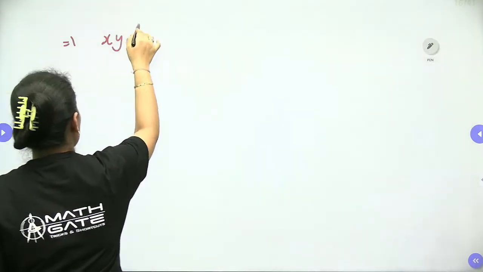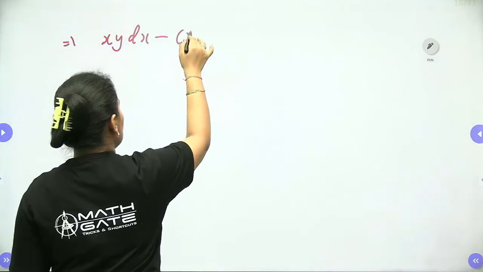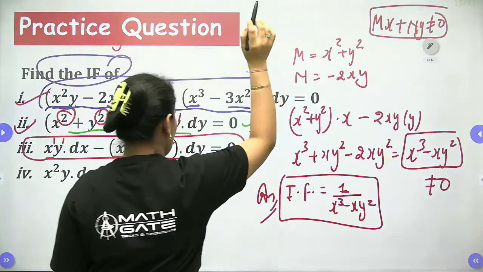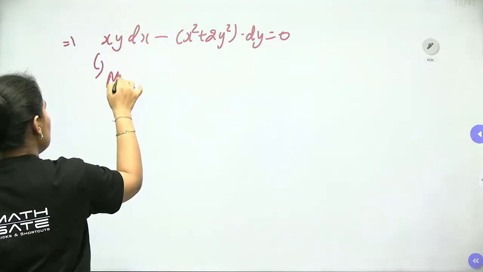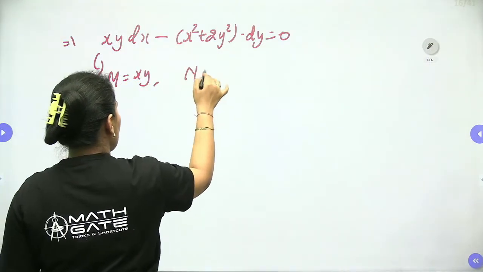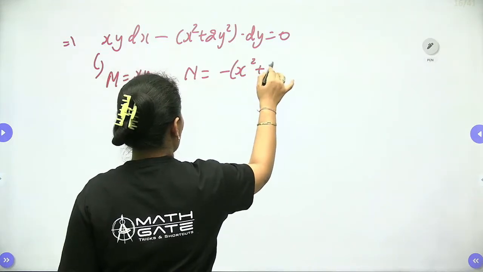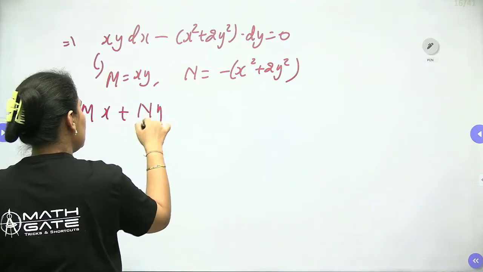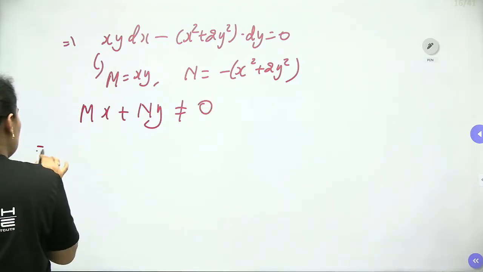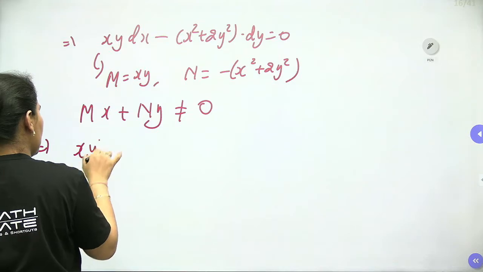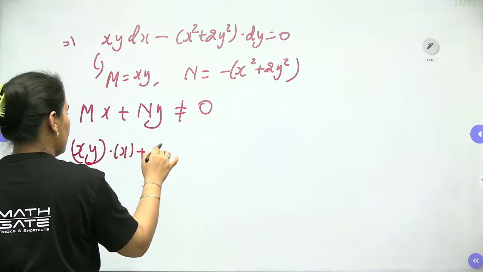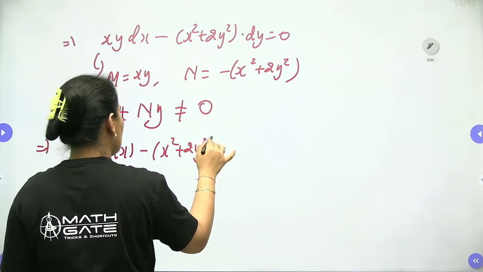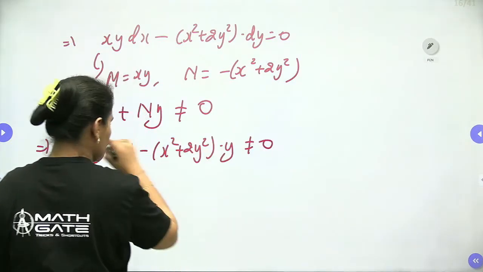It is xy dx minus x square plus 2y square dy equal to 0. So it's a homogeneous equation. We can see m is equal to xy and n is equal to minus x square plus 2y square. We have to find whether mx plus ny is equal to 0 or not. So when we approach, it will be xy into x, plus minus x square plus 2y square into y, which is not equal to 0.